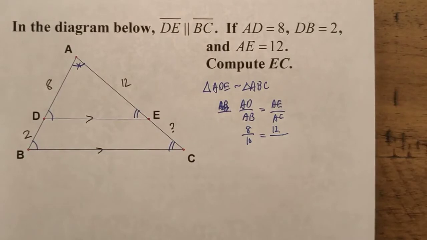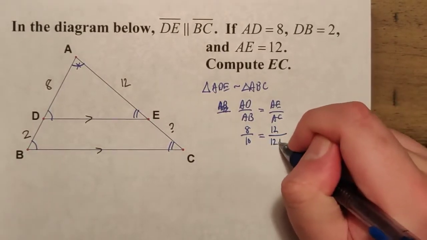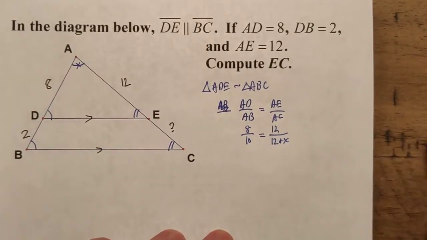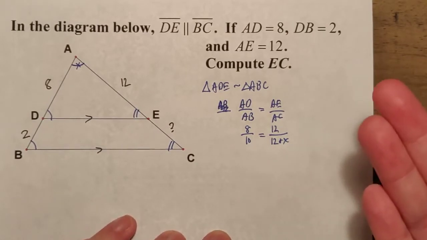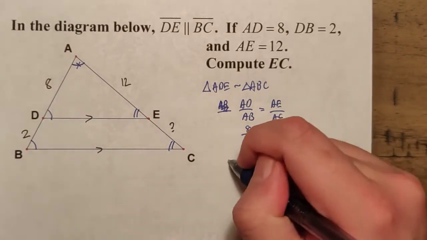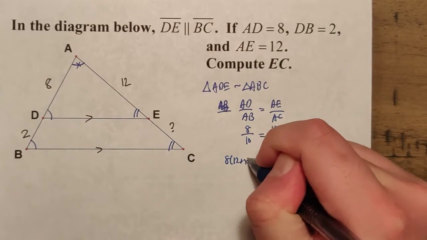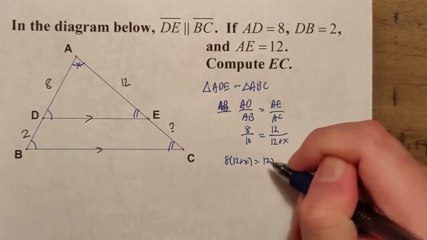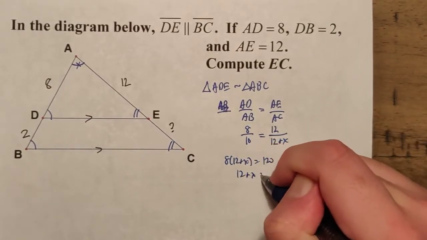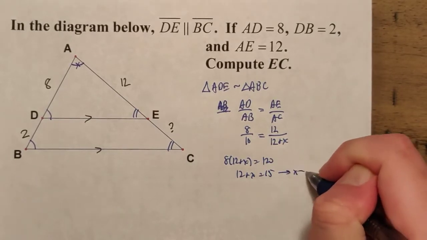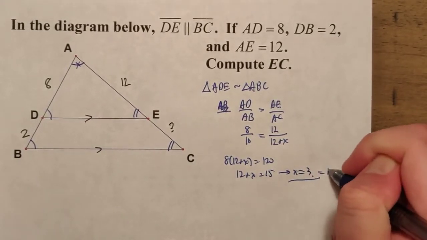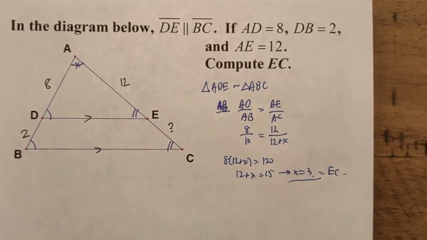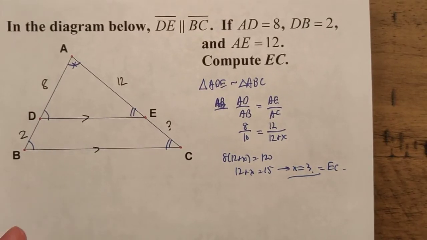We don't know what EC is, so I'm going to call it X. So we can write AC as 12 plus X. Now we have a nice little proportion to solve. We end up with 8 times (12 plus X) equals 120. I think you find that 12 plus X equals 15, so you get X equals 3, right? And that's EC. Nice. So that's a nice, simple little problem.